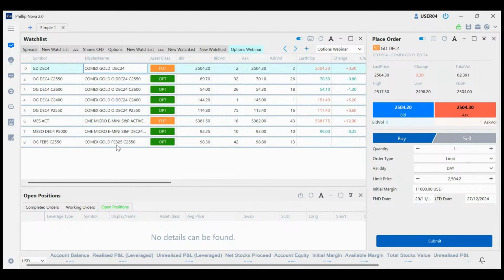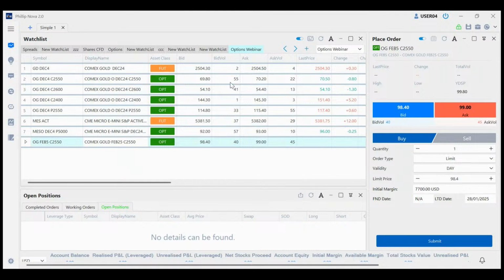It's over here, the Feb 2025 gold call option contract, and the strike price is 2,550. However, do take note that for different types of options as well, there are different expiry. To find out more, you can simply right click the option, and then you go to this contract specifications tab over here. Once you click on it, you'll see all the different, essentially more details about the contract.